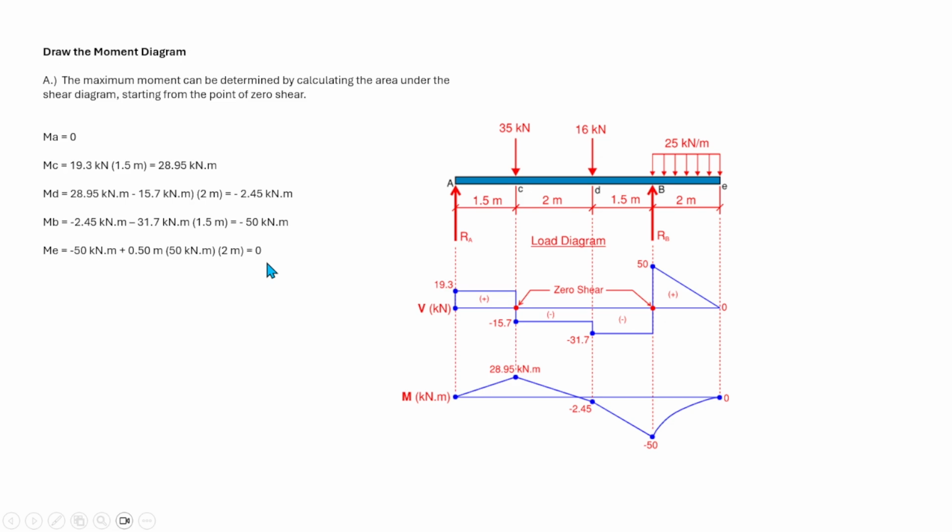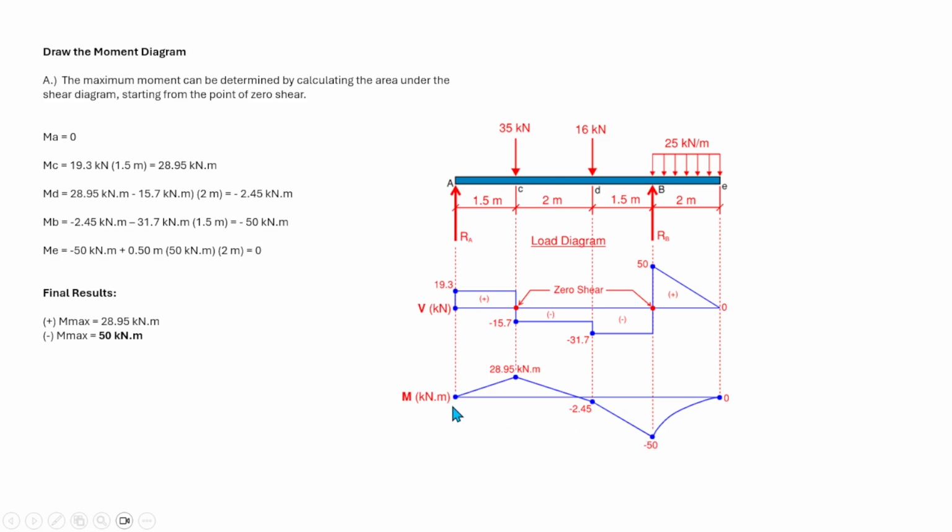If it so happens that it is not 0, meaning you need to double check your calculation here. It is normal if the difference is, let's say, 0.01 or 0.02, because that discrepancy is due to the rounding up of numbers. So the final result: the maximum positive moment is equal to 28.95 and the negative moment is 50. That's the maximum moment, the governing one.